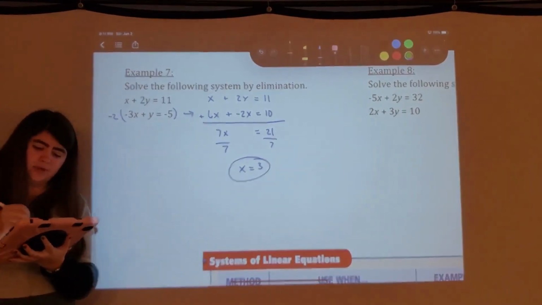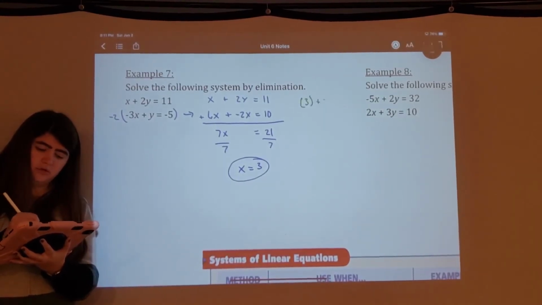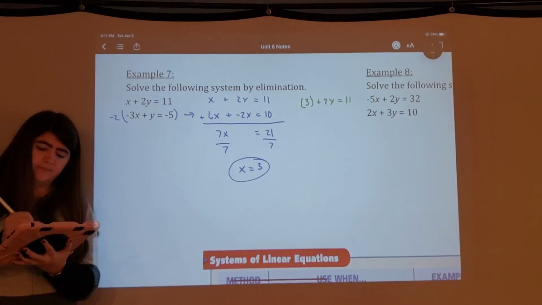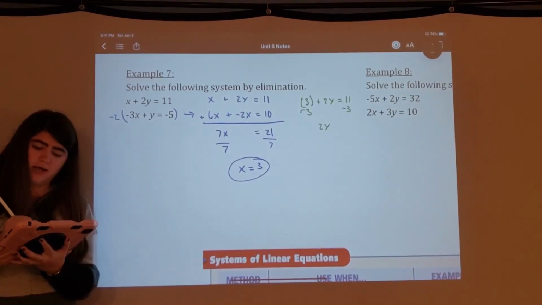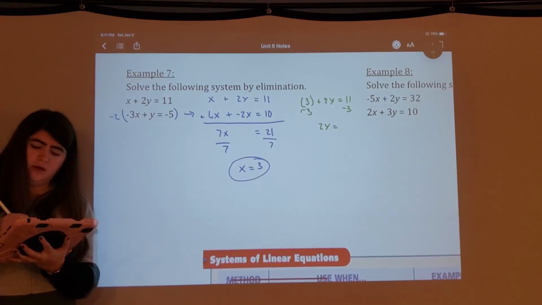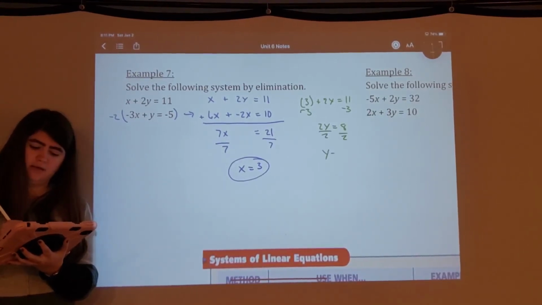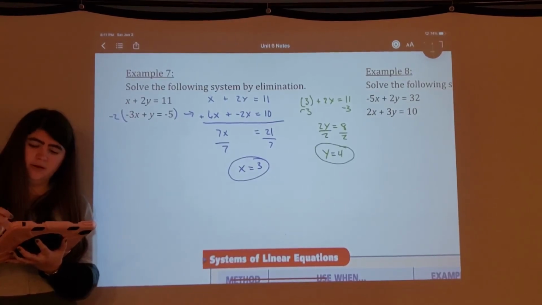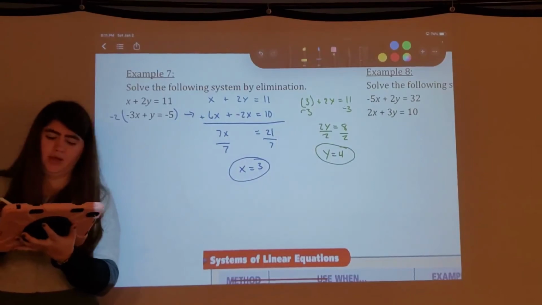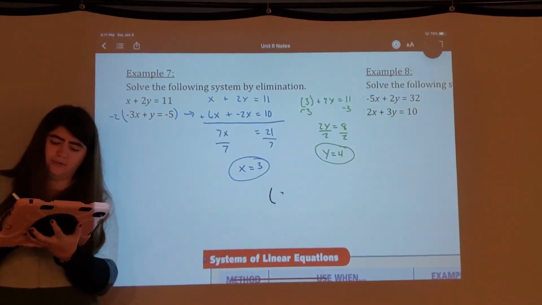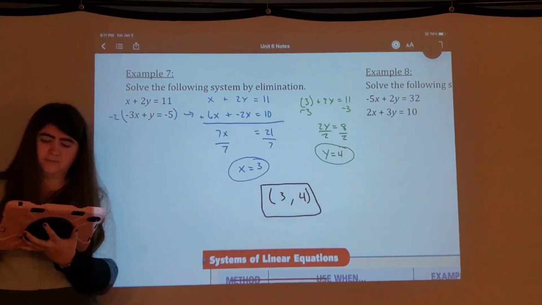So I have 3 plus 2 times y is equal to 11. I'm going to subtract 3 out from both sides. 2y is equal to 8. Divide out 2 means y is equal to 4. Now I'm going to take those two things and write those in my ordered pair. So I have (3, 4) as my solution.